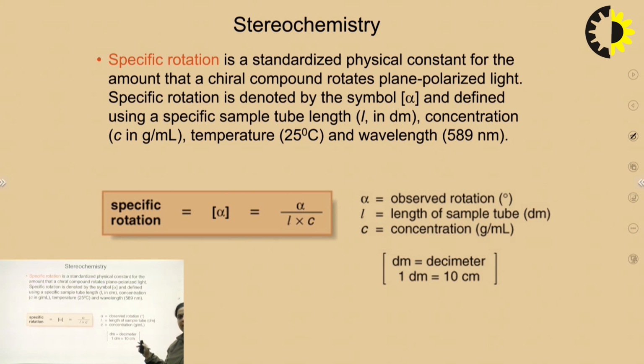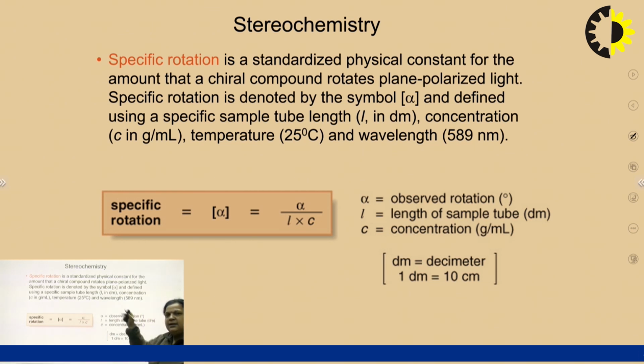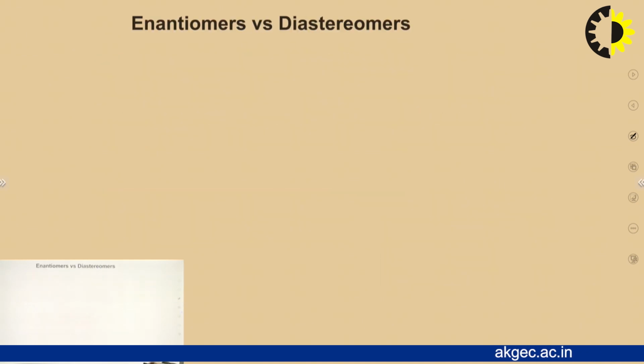Generally, length is given in centimeter, so we can easily convert by taking 1 decimeter equal to 10 centimeter. So here we took T and D. T means temperature, which is 25 degrees centigrade, and D is the wavelength, which is 589 nanometer.